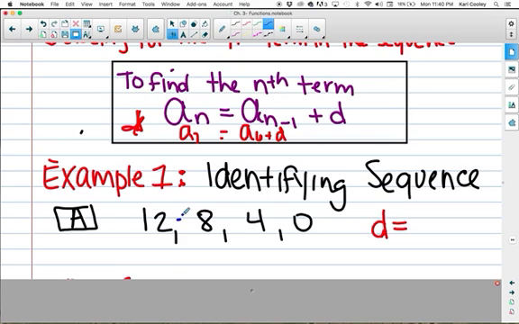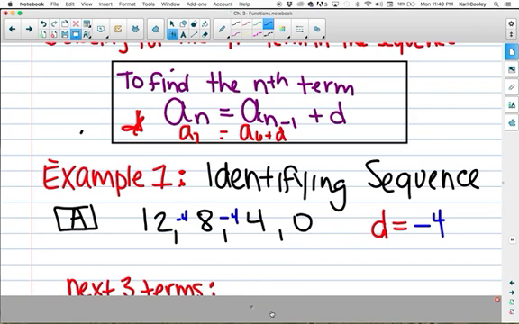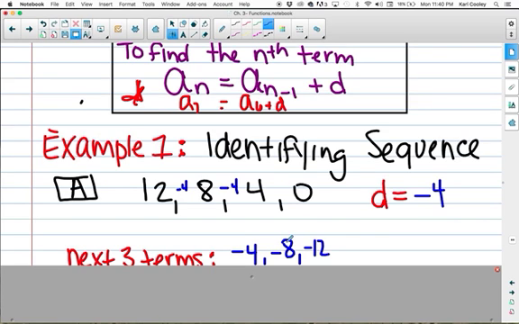Hopefully all of you are seeing that there is a subtraction of 4 happening to each of these numbers. So that means my common difference, my D, is negative 4. If I asked you, what are the next 3 terms? You should be able to take 0 and subtract 4 to get negative 4, subtract from negative 4 to get negative 8, and then subtract from negative 8 to get negative 12. Again, just taking the previous number before it and then applying that difference.